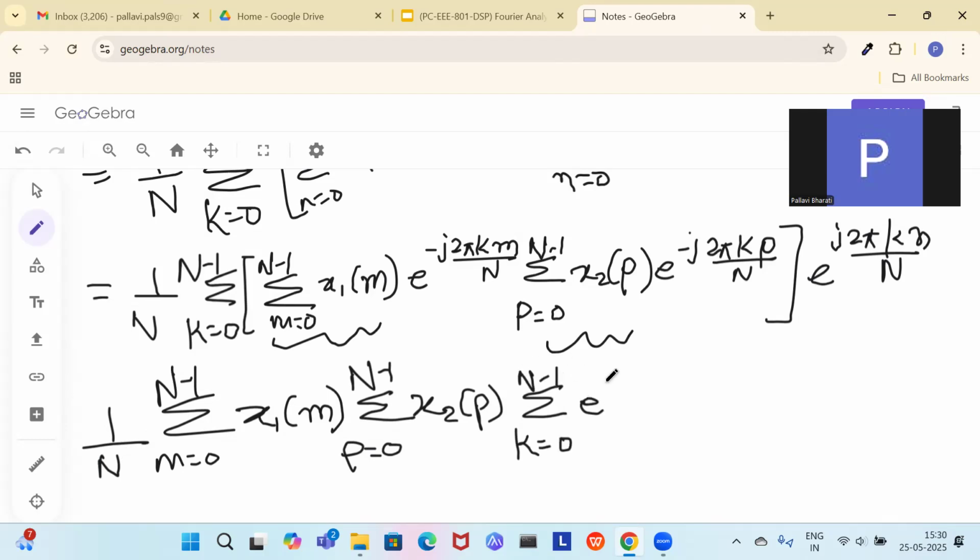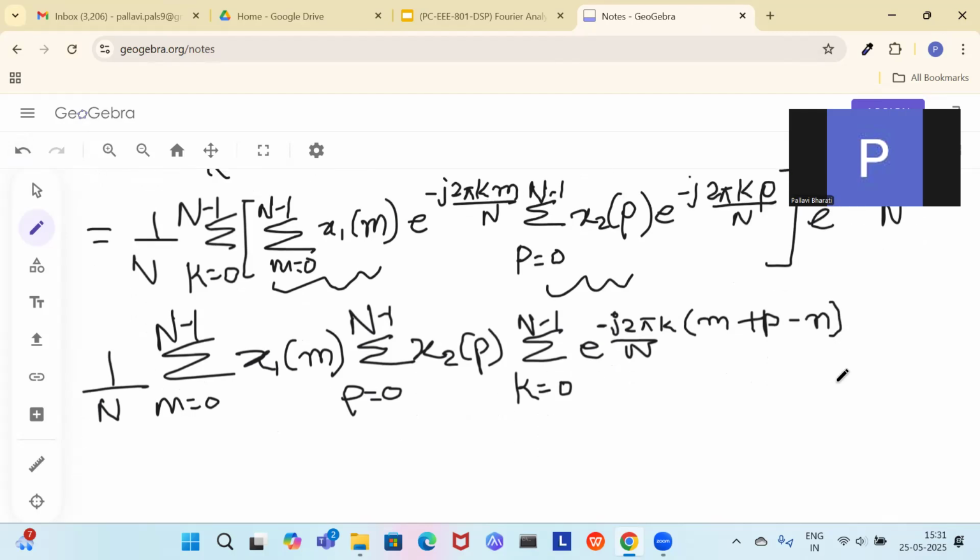So what are we left with? e to the power minus j. Here only the k thing is changing, so 2 pi by N, we write it here. Now k, we take it common. If you take this k as common, you are left with m plus p minus n. So m plus p minus n. It is small n.